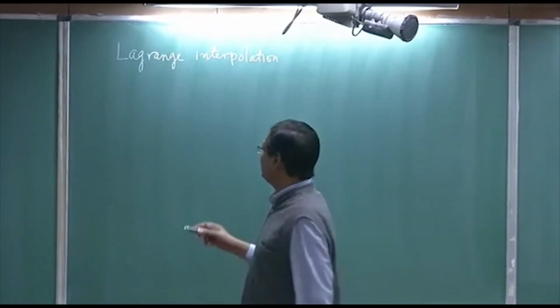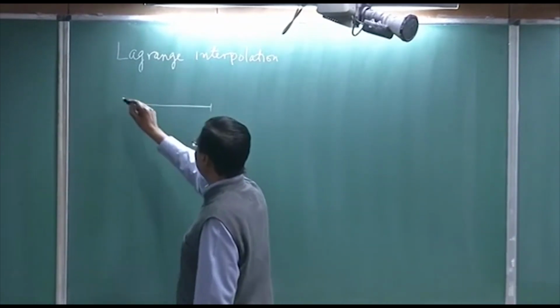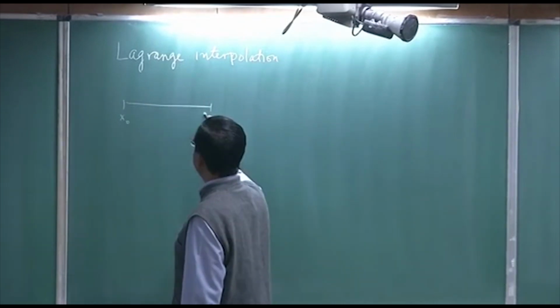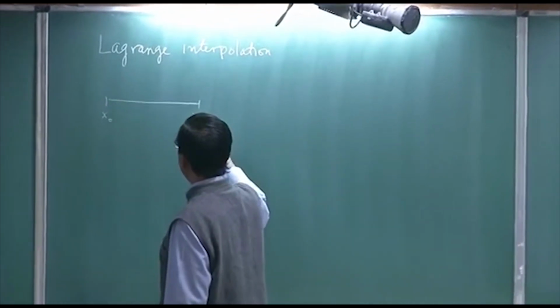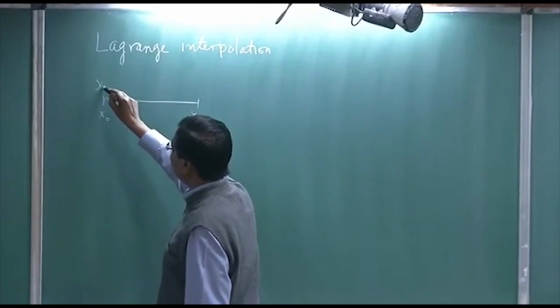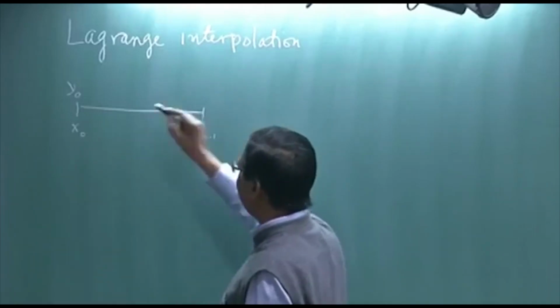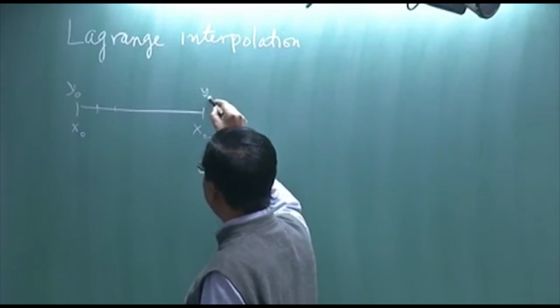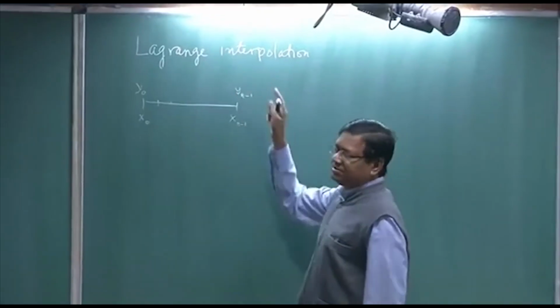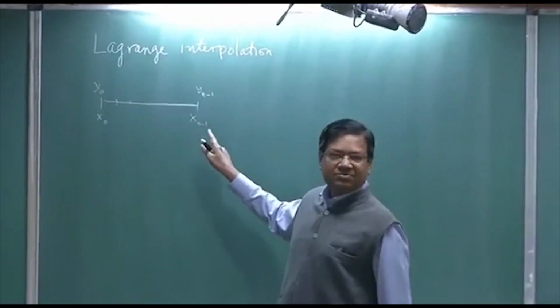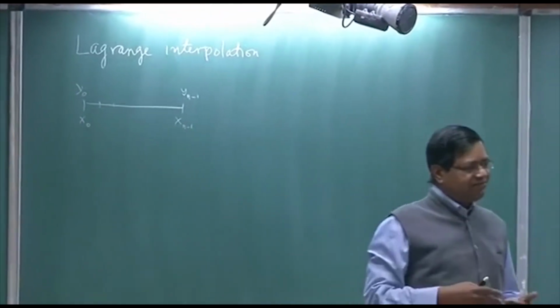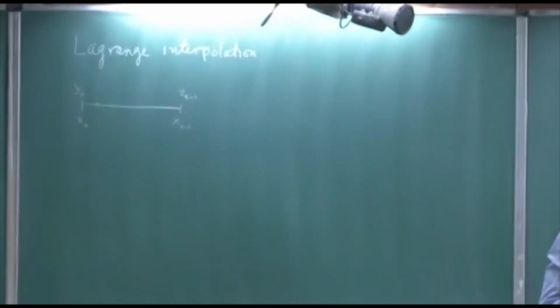There are n points, x0 to xn minus 1, and the values of the function at those points are given, y i. So this is Lagrange interpolation. We can get values of the function, an approximate function. We can't get it accurately because we really have only a finite number of points, but we can get an approximate function. I call it P of x.